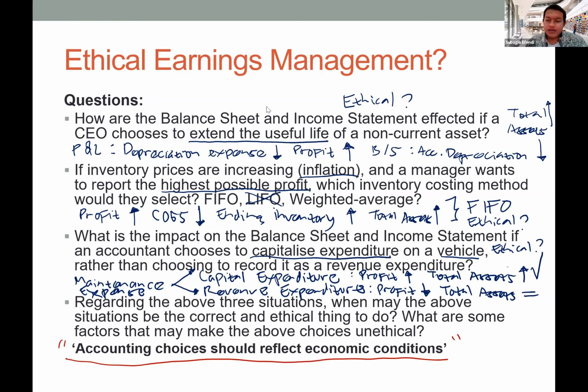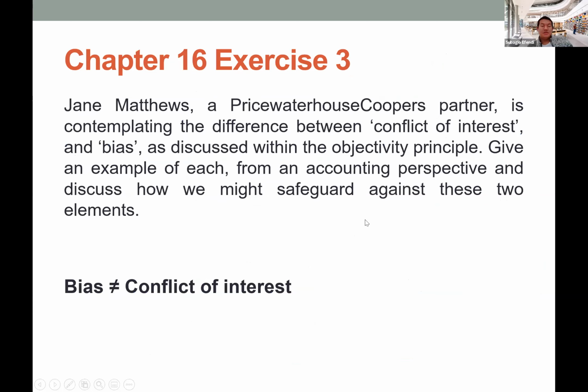Okay, so next, let's move to your homework. I'm not checking this week's homework, so you don't have to worry. But you need to study the homework for the online quiz and the final exam. So the first one is exercise 3. We have Jane Matthews, PricewaterhouseCoopers partner. She's contemplating the difference between conflict of interest and bias. As discussed within the objectivity principles, give an example of each from an accounting perspective and discuss how we might safeguard against these two elements.